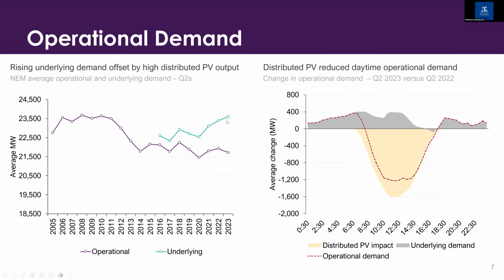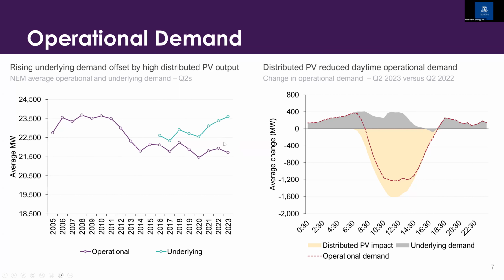We can see underlying demand has increased Q2 on Q2, around 200 megawatts or so. Some of that is to do with weather. We had a colder May than last year, but that was offset by a warmer June. So a bit of a mixed result there. But we really can't explain the decrease in operational demand, from this number down to here, around a 200 megawatt decrease as well, by this increase in distributed PV. Just to say, operational demand this Q2 is the second lowest since Tasmania joined. So very low operational demand on average across the quarter.